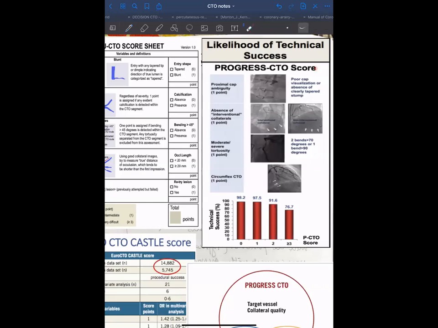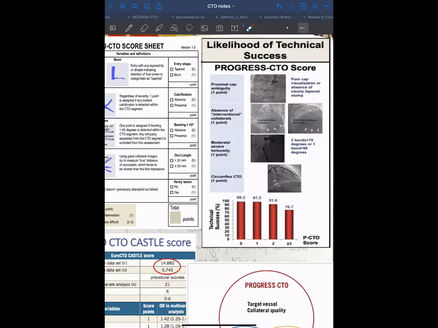So the PROGRESS CTO score looks at 4 items, which is a proximal cap ambiguity. Ambiguity in the sense if the cap is not visualized well, or if there is an absence of a clearly tapered cap and stump, then it would confer 1 point. And if there are no collaterals, then 1 point is given. And if there is tortuosity with bends, defined as more than 2 bends of 70 degrees or 1 bend of 90 degrees itself, it's 1 point. And they are found in a lot of registries that circumflex CTO has a very high risk of technical failure because of the angulation and also absence of support. So attempting a circumflex CTO itself confers 1 point.